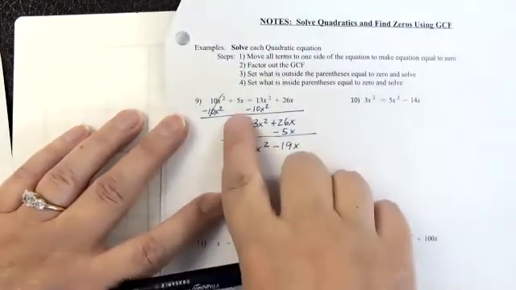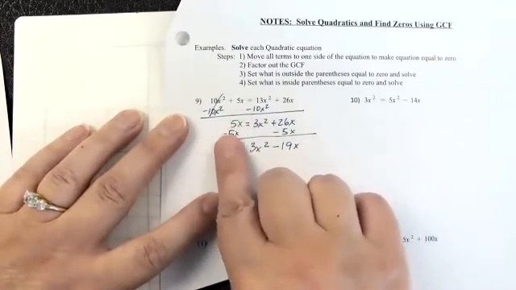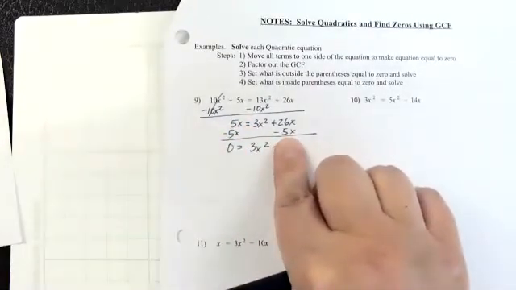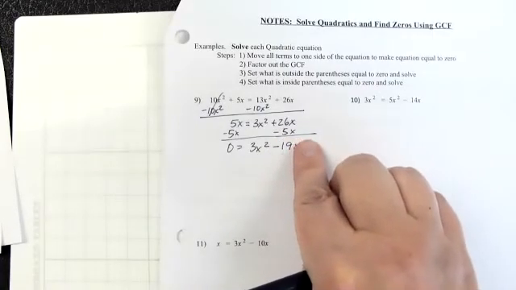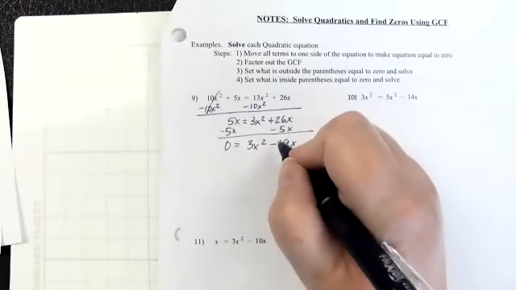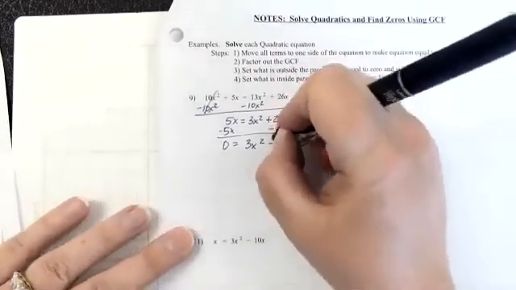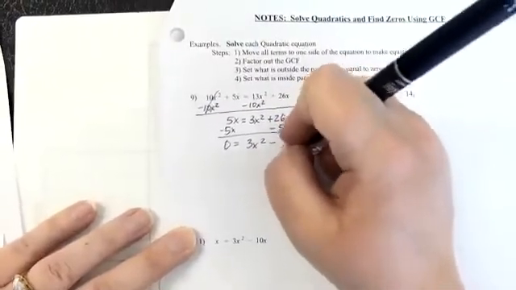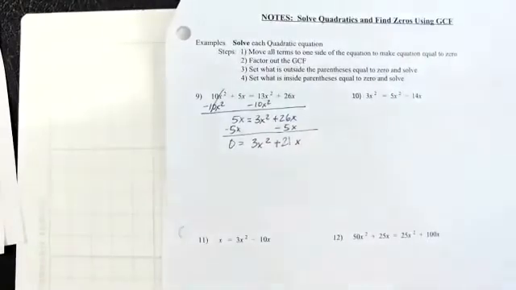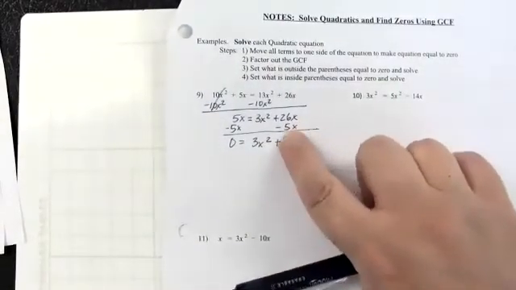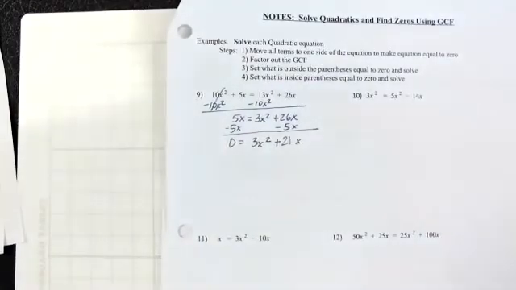Oh wait, I'm sorry, what did I do here? My 5x minus 5x. I'm not sure what I did there. Not sure why I did that. So plus 21x. This is just 26x minus 5x. Okay, so plus 21x. I apologize.